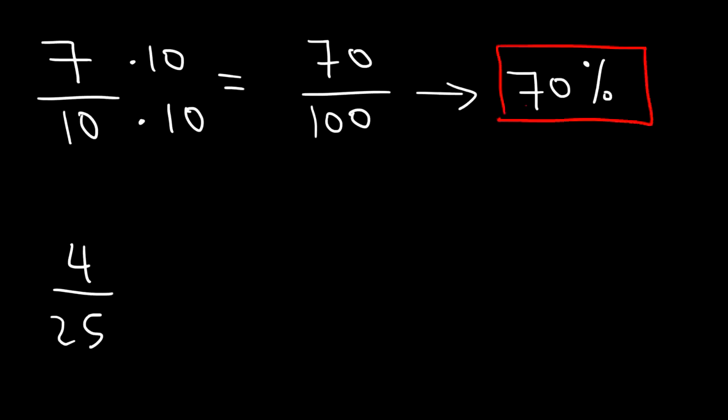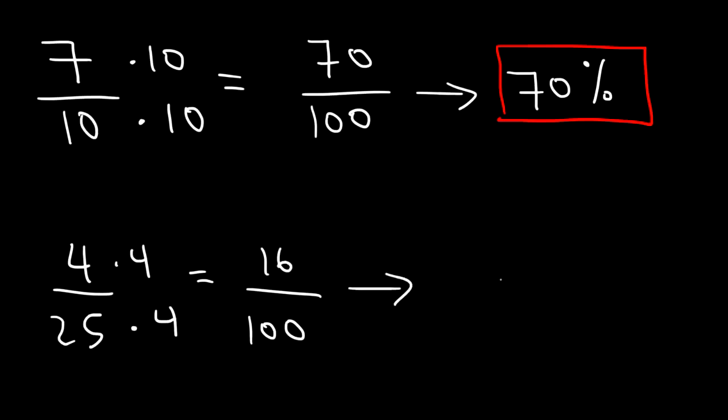Now what about 4 out of 25? What is that as a percentage? Well, 100 divided by 25 is 4. So we've got to multiply the top and the bottom by 4. So 25 times 4 is 100. 4 times 4 is 16. So 4 over 25 is equal to 16%.